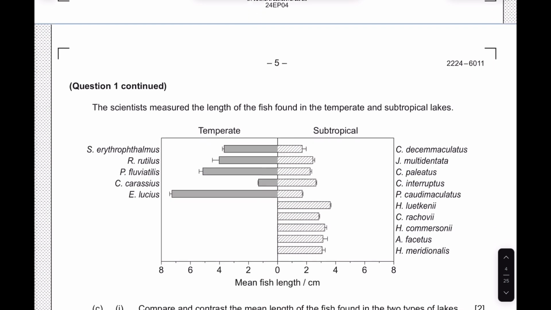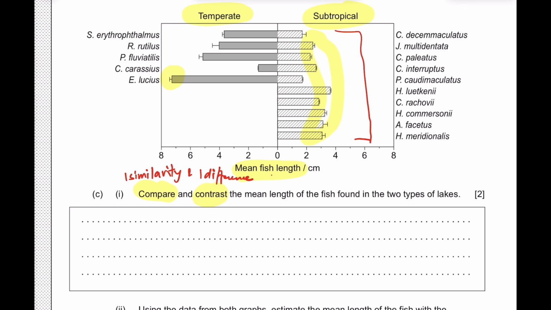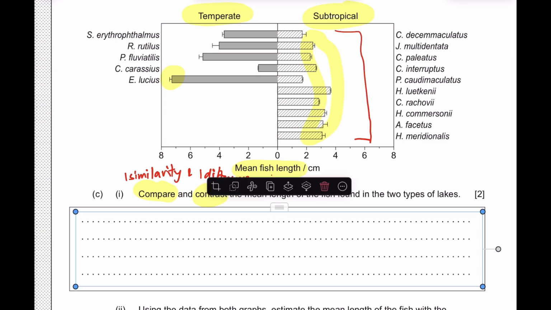Second question, they are asking you to compare and contrast the mean length of fish found in the 2 types of lake. Now you have to write down one similarity to get a mark and one difference. So again, you can talk about the mean fish length. You can see in the subtropical lake, mostly the fish length is low, except you see this is very high. The range of the species in subtropical is more, that can be in differences. And then you can talk about one similarity out of this.